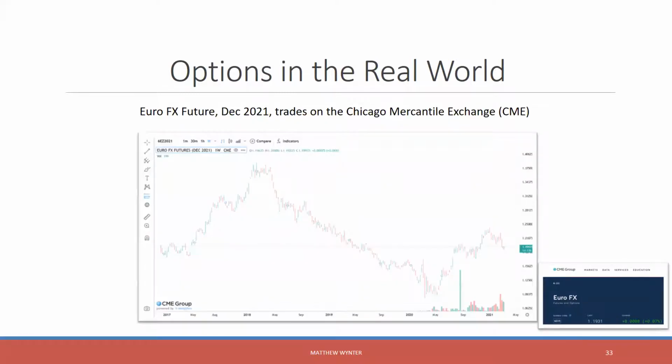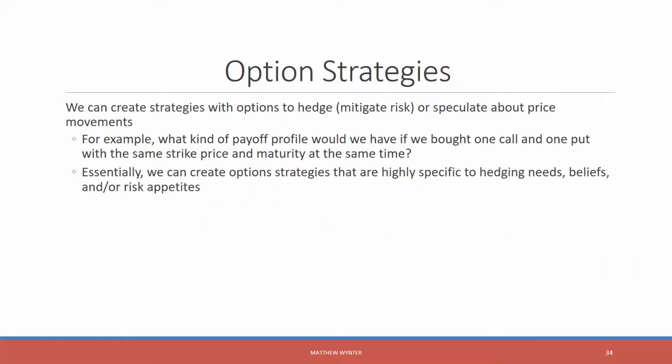Okay, what does that trading look like? So this is for the Euro FX future for December 2021 maturity. And hopefully what you see is that there's quite a bit of trading activity. So you can see what we call price discovery. You can see that the prices are moving up and down. And again, this is a heavily traded option. So there's a ton of trading activity that happens, and this is an option on a future. All right.